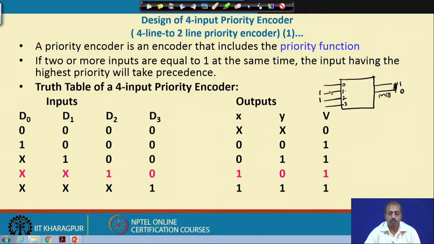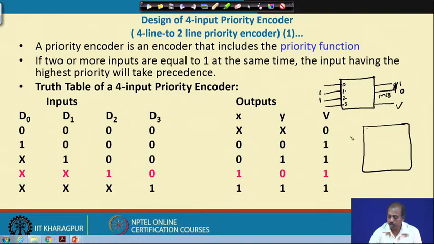So, if 2 or more inputs are equal to 1 at the same time, the input having the highest priority will take precedence. So, it may be like this, see here. If all the inputs are 0, then this truth table, apart from this x y, has another output, valid. So, you can say that it is a 4-bit input.